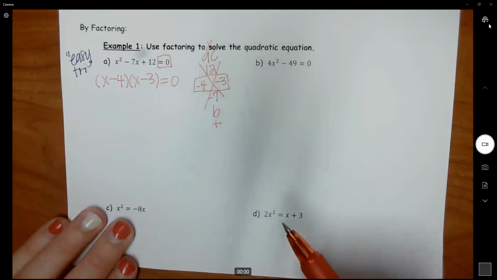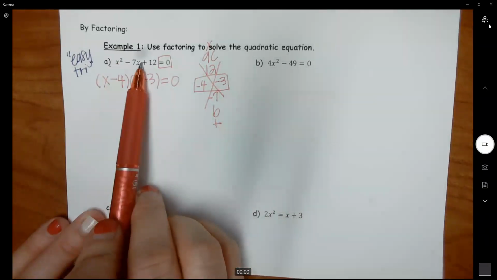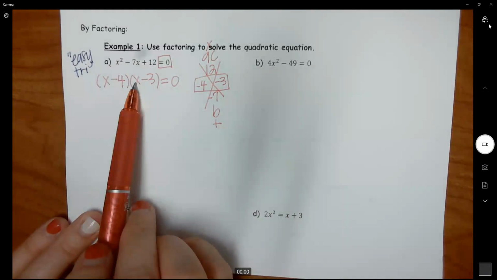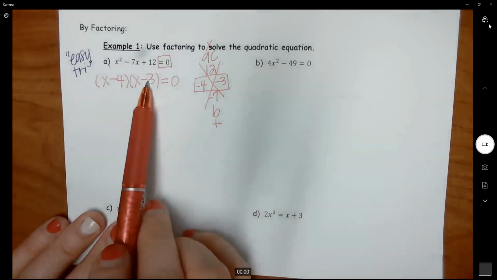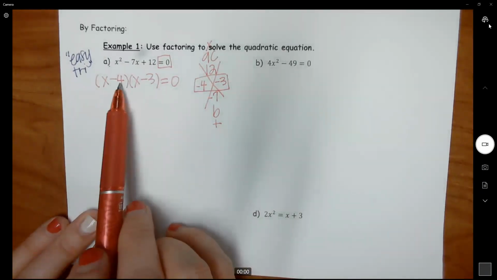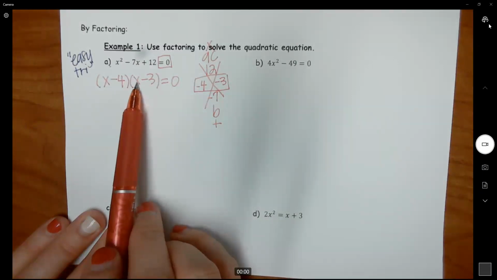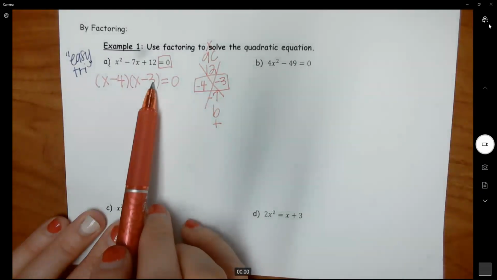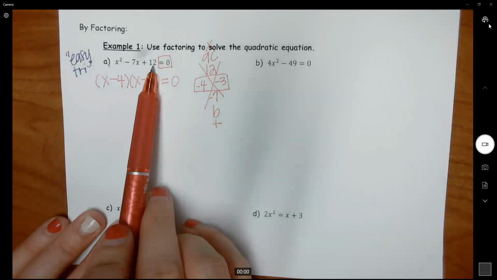If you were to FOIL this back out, you would get back up to our trinomial. X times x is x squared. X times -3 is -3x. -4 times x is -4x, and -4 times -3 is that +12.